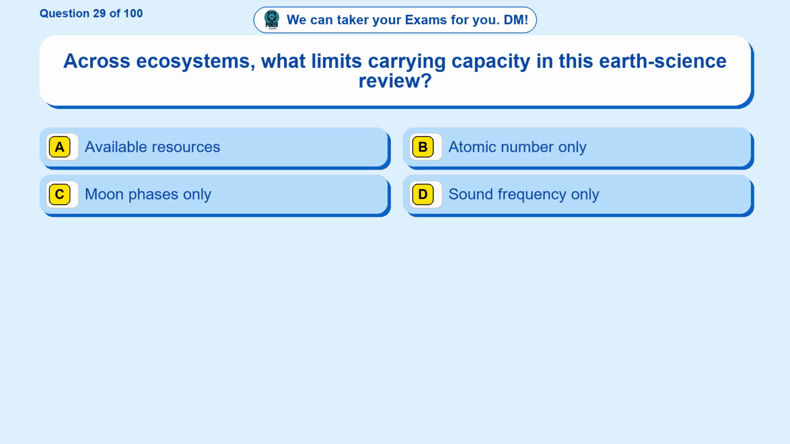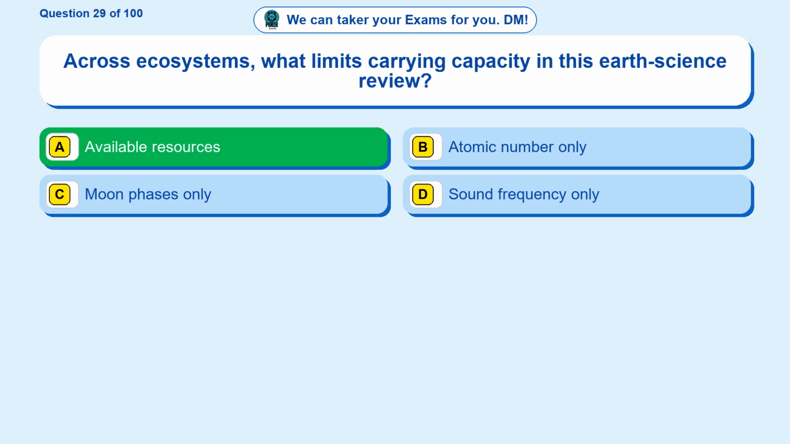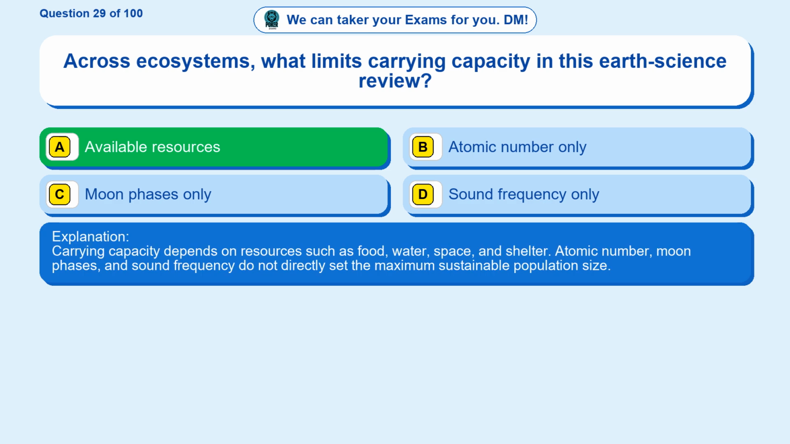Question 29. Across ecosystems, what limits carrying capacity in this Earth Science Review? Option A, available resources. Option B, atomic number only. Option C, moon phases only. Option D, sound frequency only. The correct answer is option A. Available resources. Carrying capacity depends on resources such as food, water, space, and shelter. Atomic number, moon phases, and sound frequency do not directly set the maximum sustainable population size.